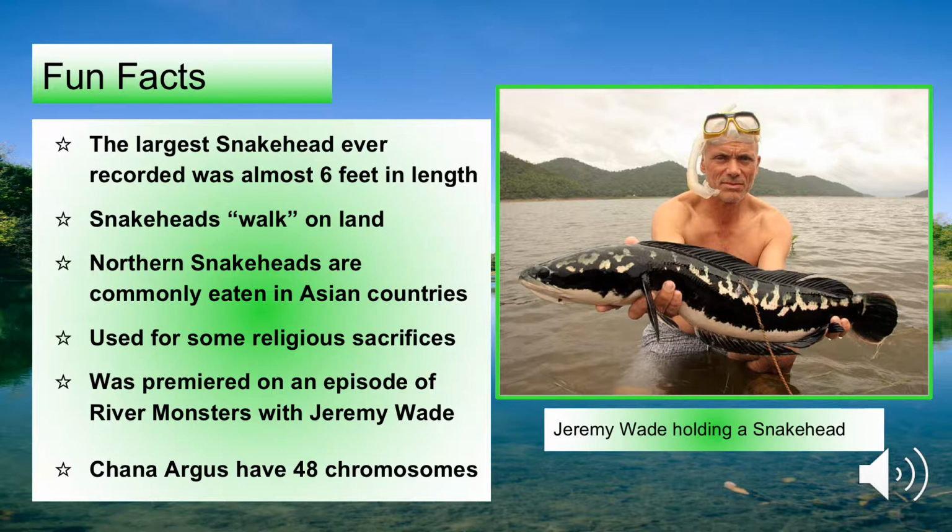Northern snakeheads are also commonly eaten in Asian countries, where apparently there are many, many delicious recipes in which you can cook them. They are also used for some religious sacrifices. The northern snakehead was also premiered on an episode of River Monsters with Jeremy Wade. And the Chana argus, which is the northern snakehead, has 48 chromosomes, which is 2 more than humans. And pictured on the right, there is a snippet from the episode in which Jeremy Wade caught his first northern snakehead for the day.